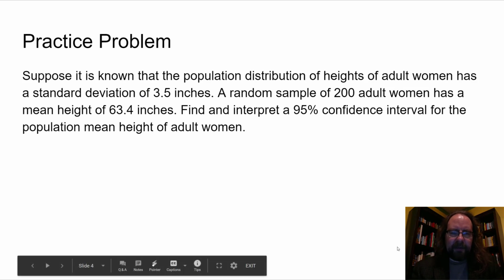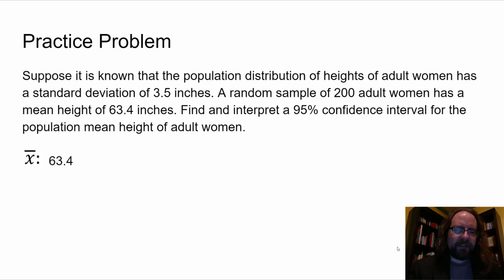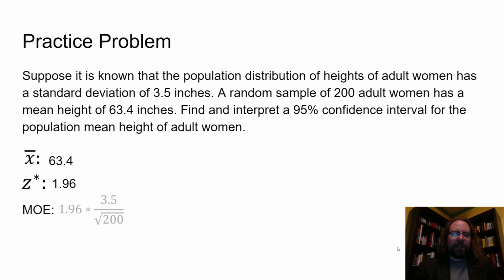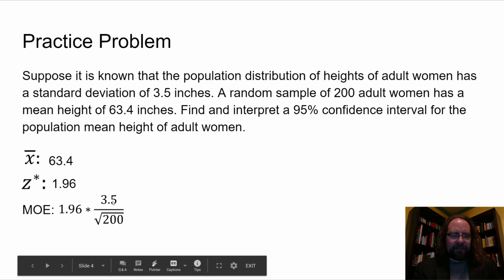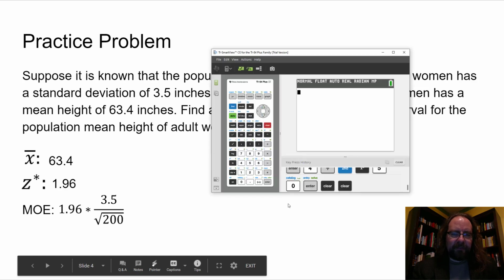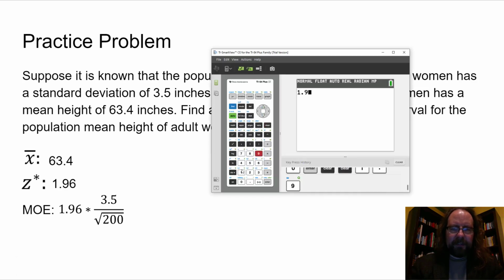So let's get our information out. What's our x bar? Well, according to the problem, it was 63.4 inches. So that was the mean of our sample of 200 women. Our critical z is based on the fact that we're looking for a 95% confidence interval. And if you recall, that critical z is 1.96. Our margin of error will be calculated as 1.96 times our standard deviation of the population over the square root of our sample size. So we can actually do that out. So let's do that. 1.96 times... oh, sorry, no we don't. We need 3.5 divided by the square root of 200.